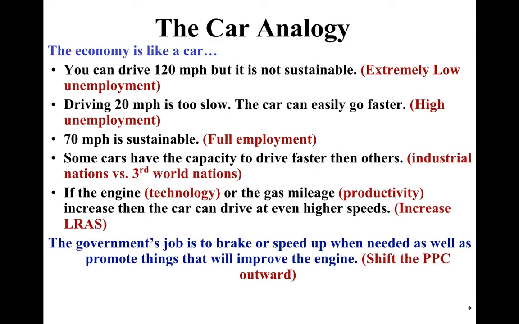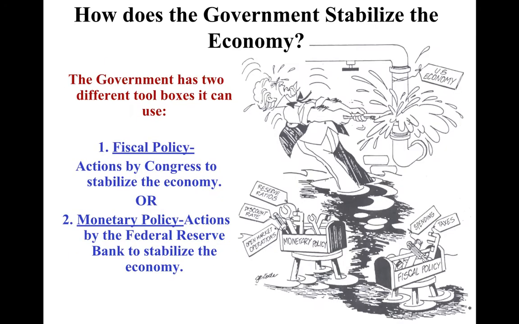So the analogy for the economy is it's like a car. It can go too fast. That would be like an inflationary gap, or running too hot, right? And then too slow would be a recessionary gap, and something needs to be done, whereas full employment would be at like 70 miles per hour. The government's job in this analogy is either brake or gas, depending on what's needed. So if we're running overheated, maybe they need to put on the brake, or if they're in a recession, maybe they need to put on the gas.